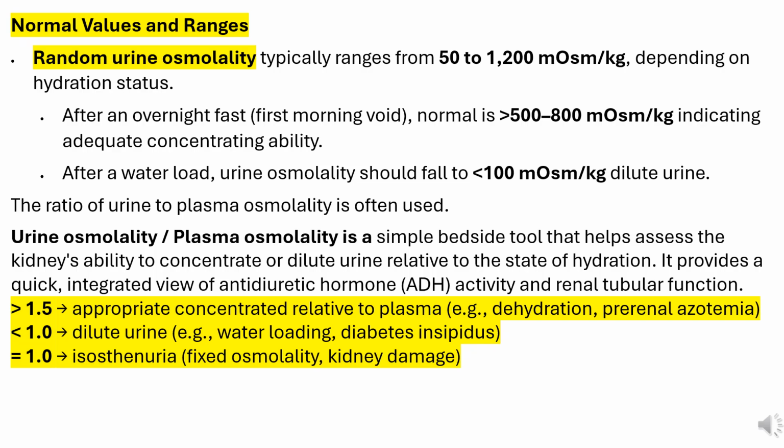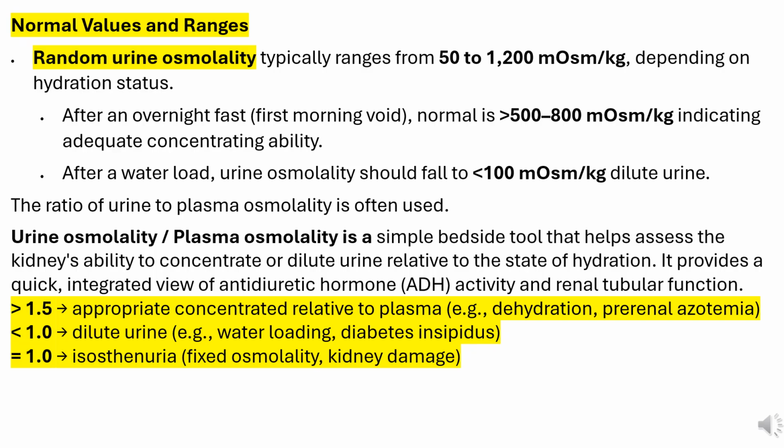The ratio of urine to plasma osmolality is often used. Urine osmolality over plasma osmolality is a simple bedside tool that helps assess the kidney's ability to concentrate or dilute urine relative to the state of hydration. It provides a quick, integrated view of antidiuretic hormone, ADH, activity, and renal tubular function.